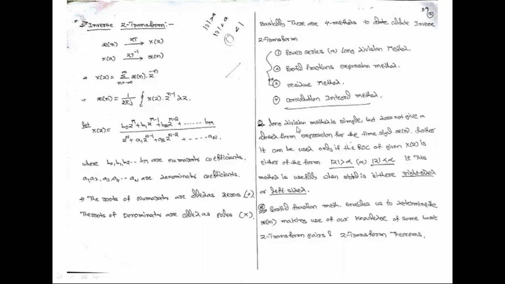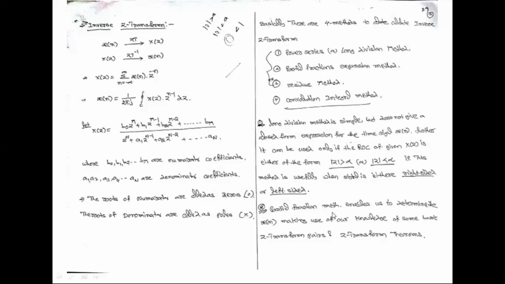The first one is the long division method. The long division method is simple, but it does not give a closed-form expression for the time signal x of n. Further, it can be used only if the ROC of the given X of z is either of the form |z| greater than or |z| less than. That is, this method is useful when the signal is either right-sided or left-sided. The long division method, or power series method, is nothing but the sum from minus infinity to infinity. You can do it as right-sided from 0 to infinity or left-sided from minus infinity to minus 1.